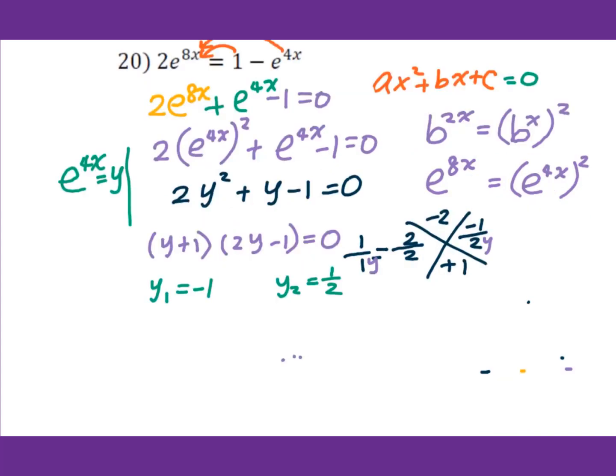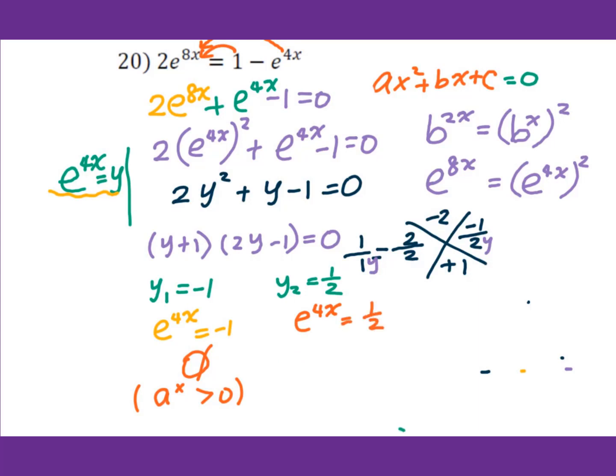Now we plug back in y equals e to the 4x power. So e to the 4x power equals negative 1. This will be empty set because a to the x power must be greater than 0. For this part, we got e to the 4x power equals 1/2.